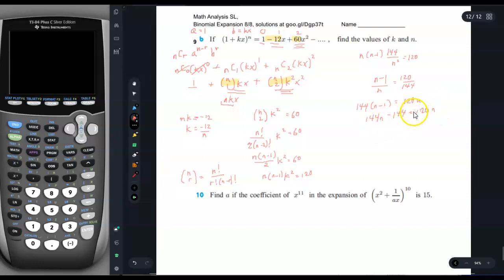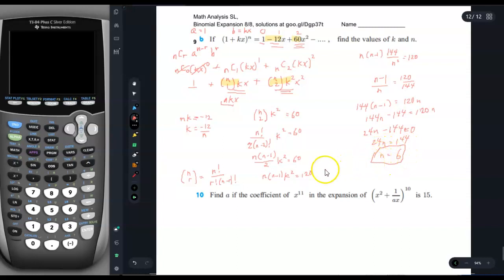And then I'm going to subtract 120n from both sides, so there'll be 24n minus 144 equals 0. And then add 144 to both sides, that'll be 24n equals 144. And then I divide both sides by 24. 144 divided by 24 is equal to 6. Okay, if you did that in the calculator, you'd see it was 6. And there is my n value.